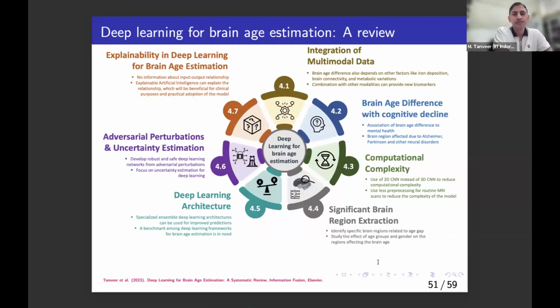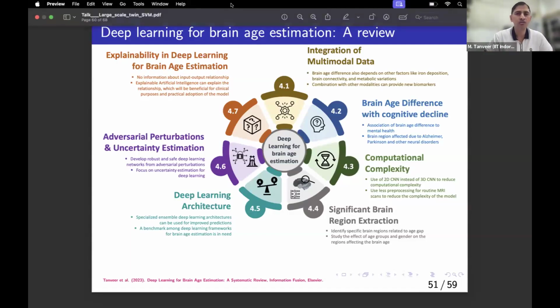So now, this is the deep learning for brain age estimation. We have written a review paper. Please see that this is very interesting work if you are working in this domain. While writing this manuscript, there were only 35 papers in the literature. So we have a lot of scope to work in this direction.